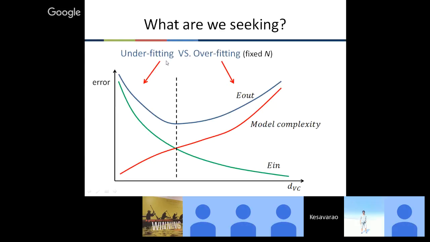If you see anything in this zone, that means it is underfitting. Anything you see on the other side, it's overfitting. This is where at least you have a balance.